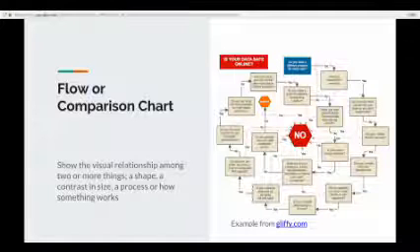A flowchart or a comparison chart is going to show the visual relationship between many things. And so you can see here, is your data safe online? And you go through this whole chart, yes, no. And it brings you to some new understanding of this information. This can also show a process. Often flowcharts show a process.